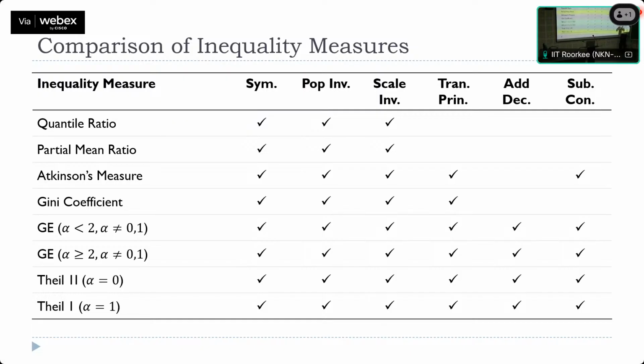Generalized entropy looks like, again, the perfect child. It satisfies all of them. The Gini coefficient also does not satisfy additive decomposability, nor is it subgroup consistent. For your research, at any time, please be careful about what they can do and what they cannot do. Very important as a researcher. That makes you a good researcher. Okay?